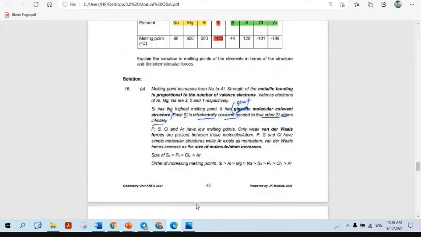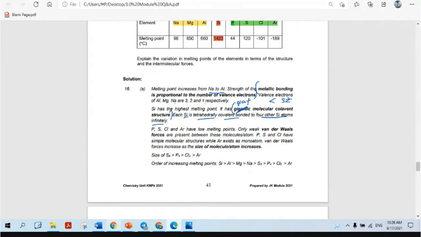So this is what I mentioned. The melting point of sodium to aluminium increases because the strength of metallic bonding is proportional to the number of valence electrons. So aluminium, magnesium, sodium have 3, 2, 1 respectively. Of course you have to mention the size as well. Otherwise one point is missing if you forget to explain about the size.